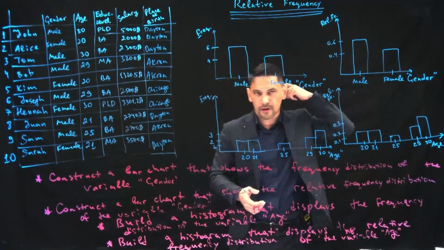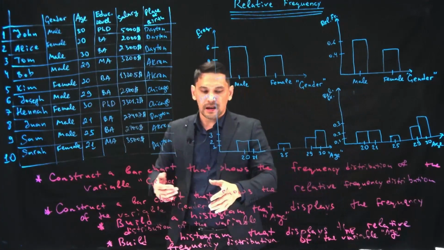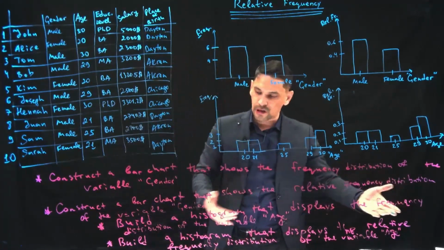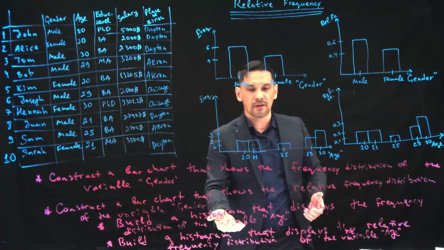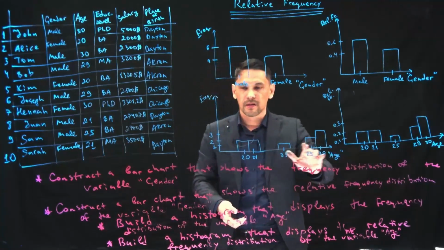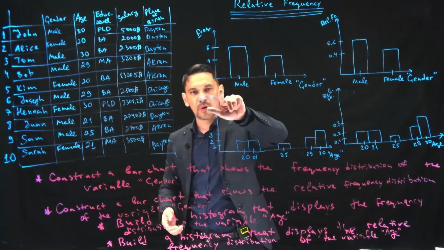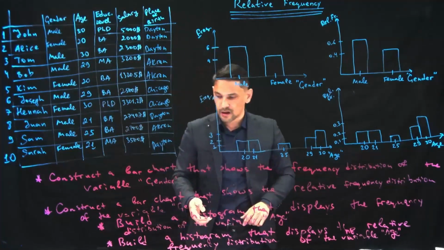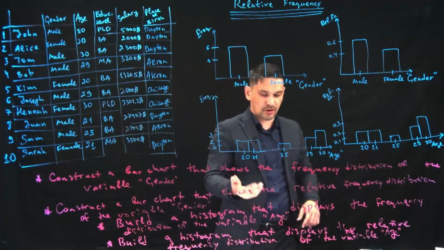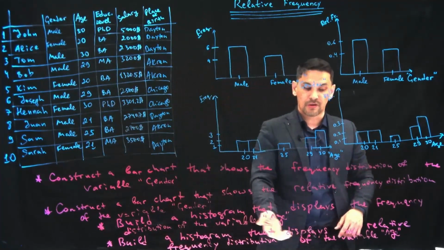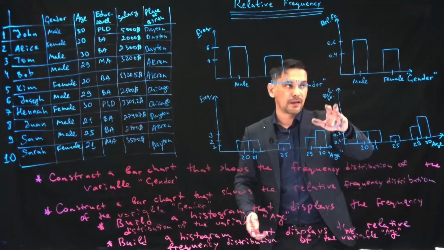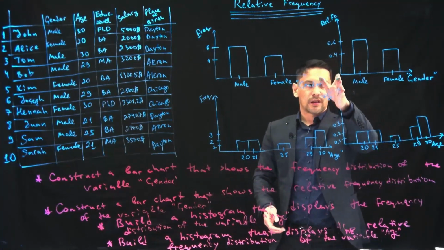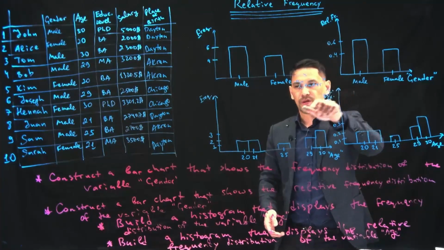Please remember that. Now if I say build a histogram that shows the frequency distribution of some kind of a variable, then build a histogram like this and make sure that the y-axis shows frequencies, not relative frequencies. But if I say build a histogram that shows the relative frequency distribution of some kind of a variable, then build a histogram like this one and make sure that the y-axis shows relative frequencies, not frequencies.